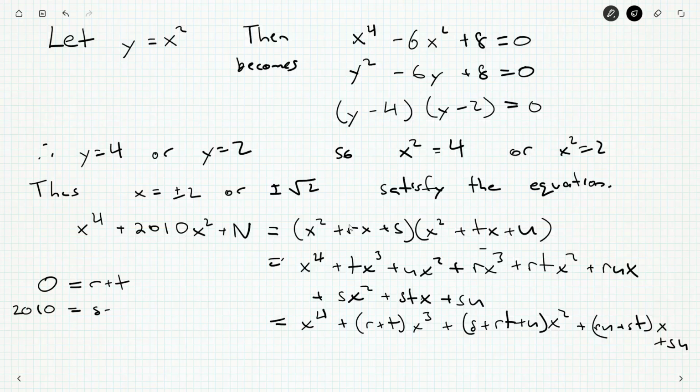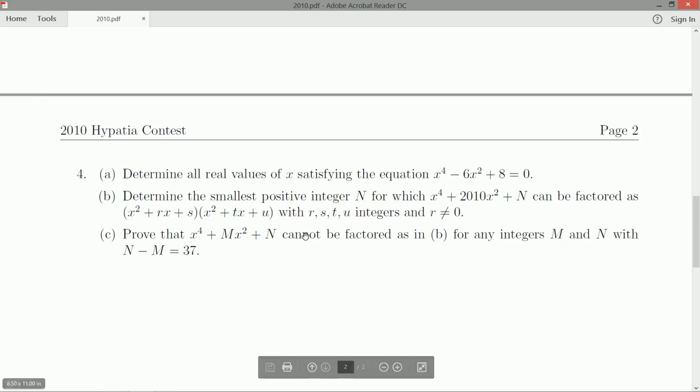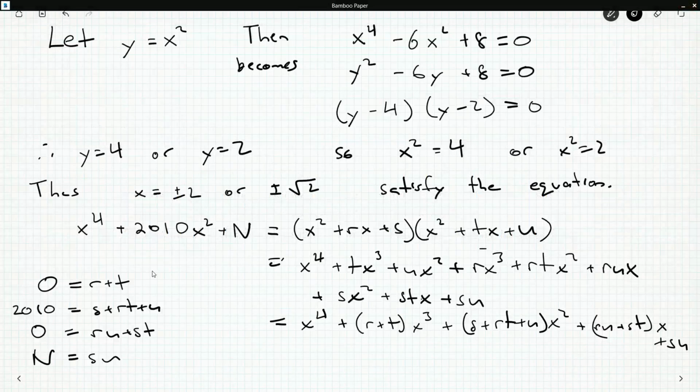2010 has got to be equal to s plus rt plus u. 0, because there's no x's, has got to be equal to ru plus st, and n has to be written as su. Okay, so that's fine. Now, just before we move on, n has to be written as s times u. Well, what do we want to do? We want the smallest n. So we might start thinking of wanting small s's and small u's to make their product n small. Just thoughts.